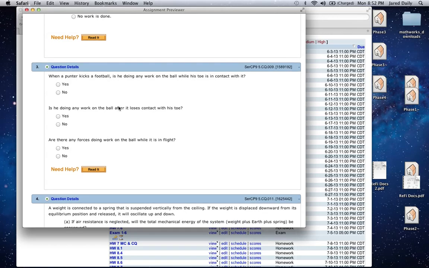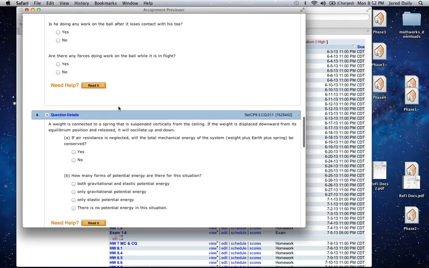A punter kicks a football. Is he doing any work? Remember that work is all about force and distance. And you just have to think, when you're kicking a football, is there a force done over a distance? So on and so forth.